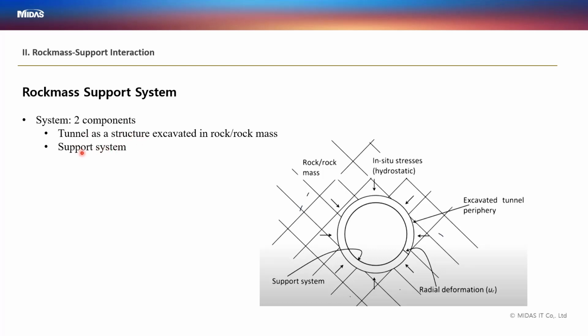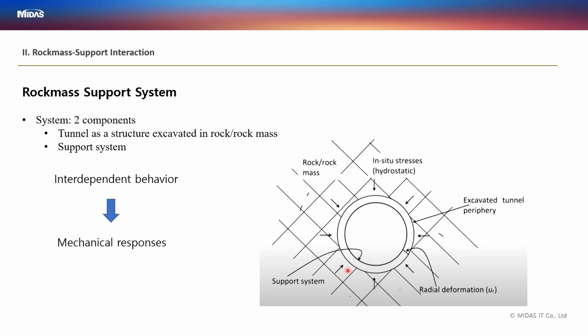The second is the support system. So we additionally provide a support system for the plastic regions and all. Let's say this is the excavated periphery, and here we support the system. The radial deformation is going on, and we allow the tunnel to relax up to certain limits. So these two systems are interdependent on each other.